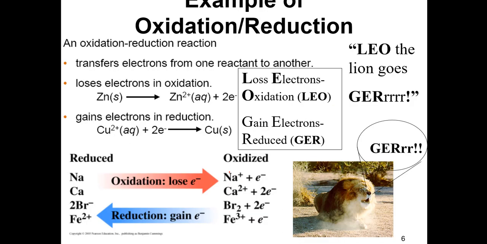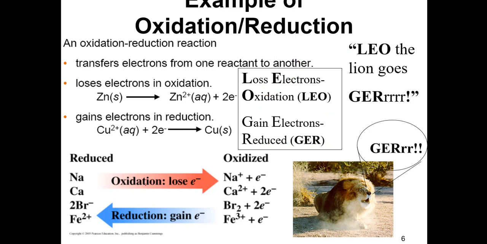Now, you need to memorize this, so my advice is to memorize this little mnemonic trick. LEO goes GER. So here's Leo the lion, and he's going GER. Please highlight that word, GER. So LEO is loss of electrons, and GER is gain of electrons. So loss of electrons is oxidation for LEO, gain of electrons is reduction.